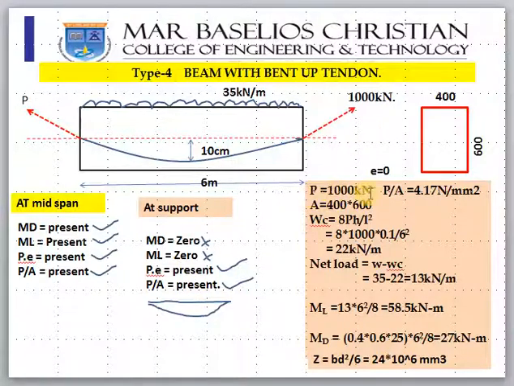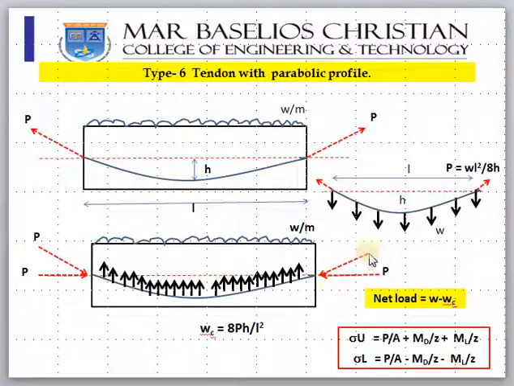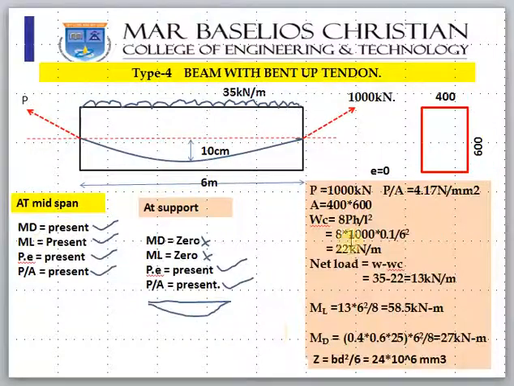P is given to you, it is 1000 kilonewton. Area is 400 by 600. So P by A you will get 4.17 megapascal, Newton per millimeter square. And as you know, when you pull it, as I said in the previous case, the tendons will try to come straight. So this tendon will exert a pressure in the opposite direction. It will apply a load in the opposite direction. That load is 8Ph by L square. So the net load will be W minus Wc, where Wc is 8Ph by L square. Let us find Wc, 8Ph by L square, which comes around 22 kilonewton per meter.